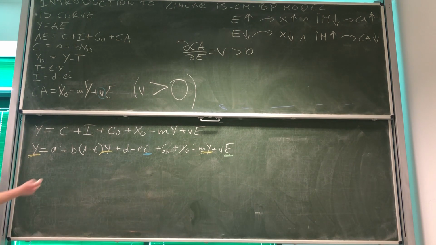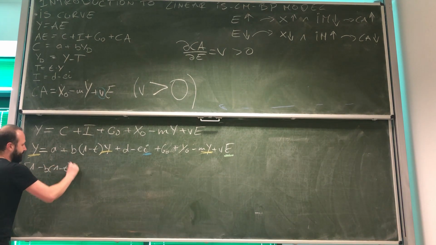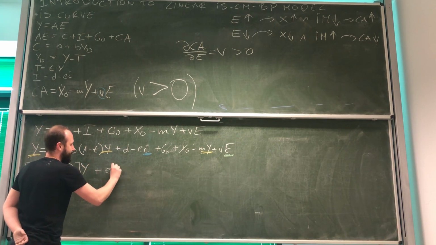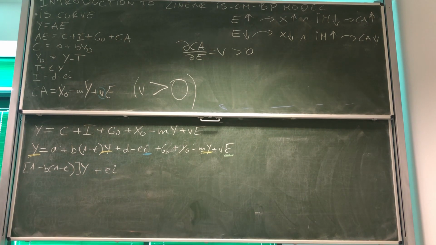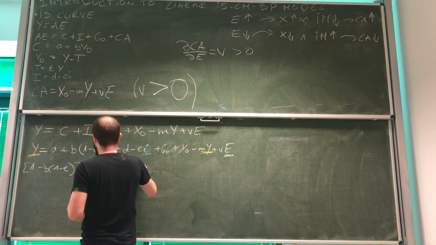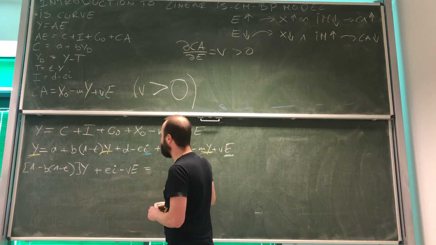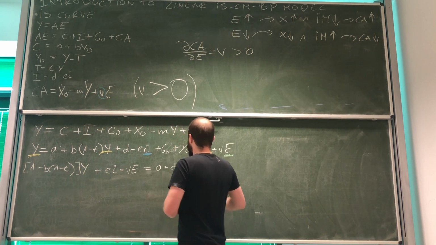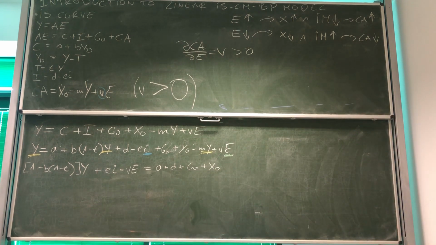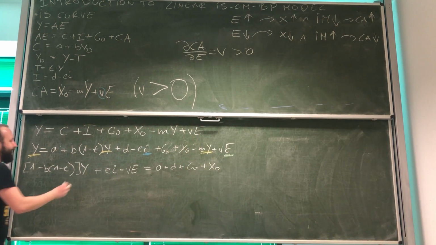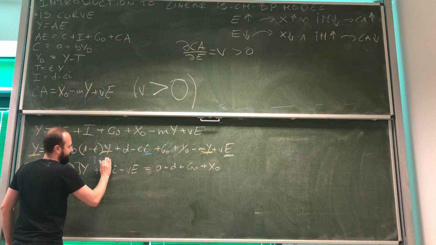Okay, so with this I got 1 minus B, 1 minus T, Y, plus A, I, and minus V, E. Okay, and here we just have exogenous terms A plus D plus G0 plus X0. Okay, and what we see over here is the IS curve.